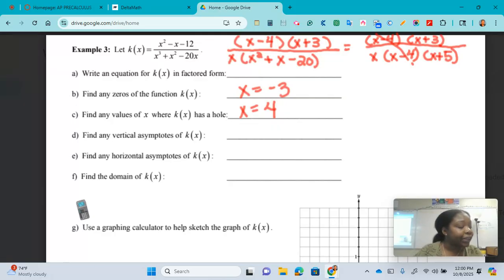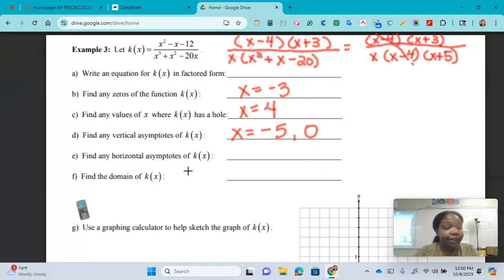Now, vertical asymptotes: x equals negative 5 and 0. That's when the denominator equals 0 and does not get canceled out by the numerator. A lot of rules to remember.